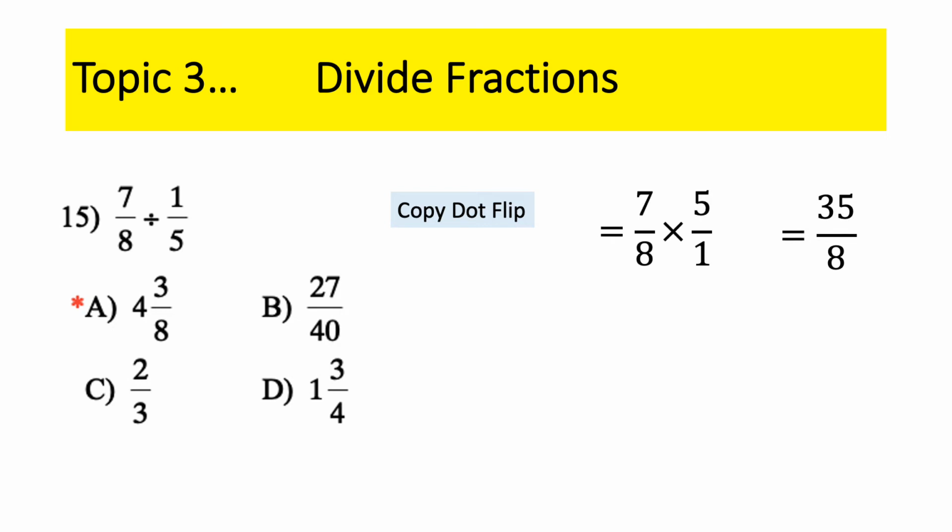Multiply straight across. 7 times 5 is 35. 8 times 1 is 8. We get 35 over 8. Not one of the answers. It is fully reduced. 8 goes into 35 4 times with 3 left over. So 4 3/8. Answer A.